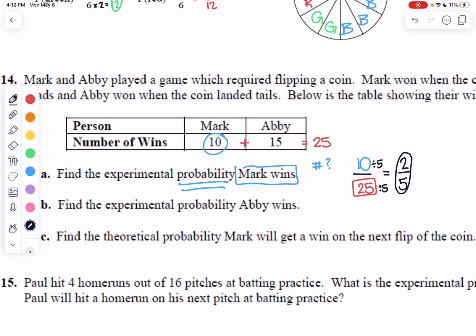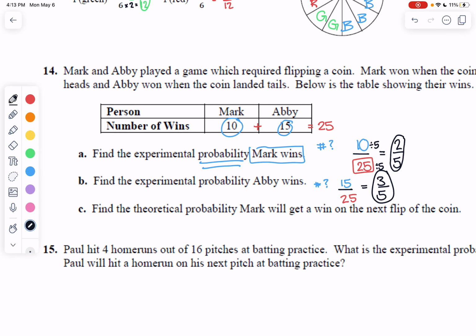So there is a 2/5 chance that Mark wins, and we can use that same logic to find out the probability that Abby wins. So what is the number of times that Abby wins? 15. The total is the same, 15 over 25. And then I could type in my calculator, 15 ABC 25 will simplify to 3 out of 5. So 3 out of every 5 times that they play this game, Abby wins.